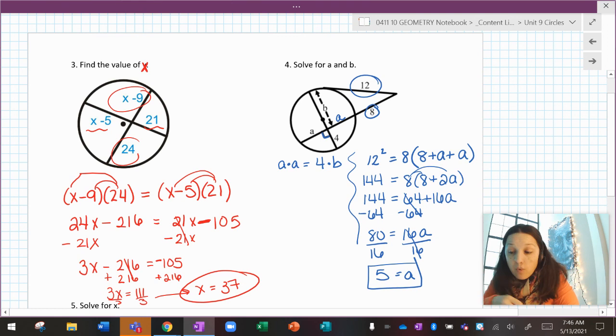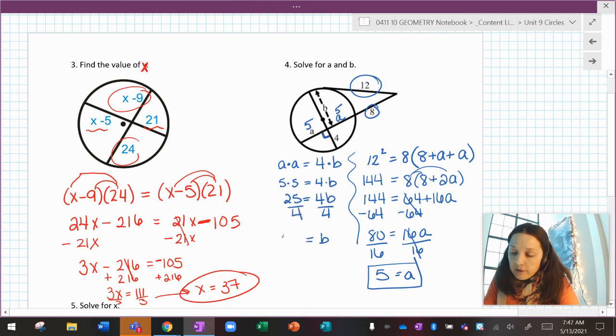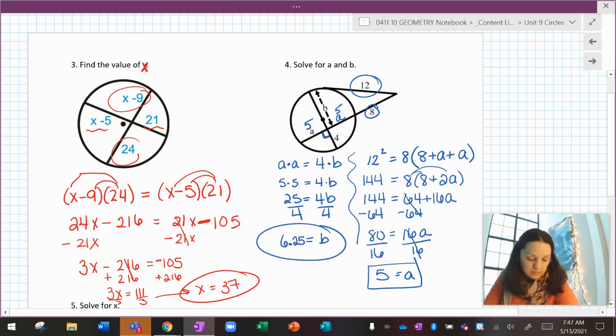So now that I know A is 5, I can say 5 times 5 equals 4 times B. And to get B equals 6 1/4. Okay.